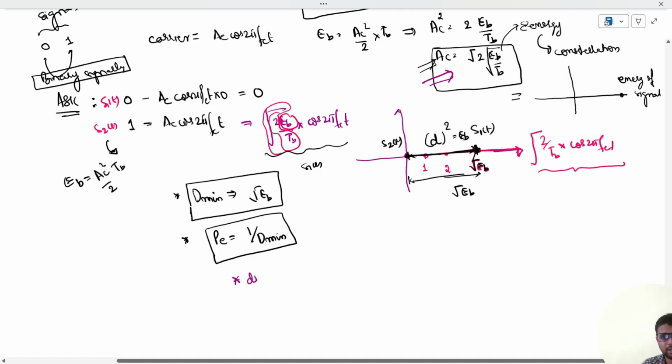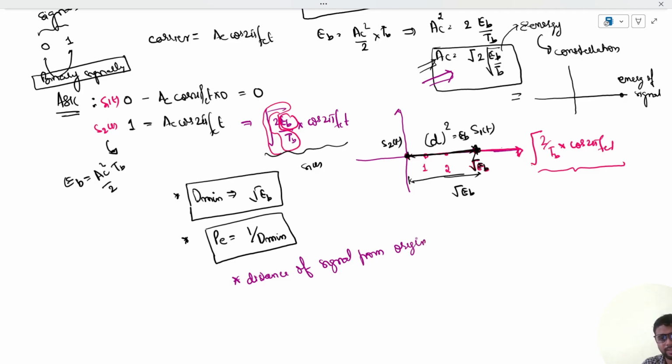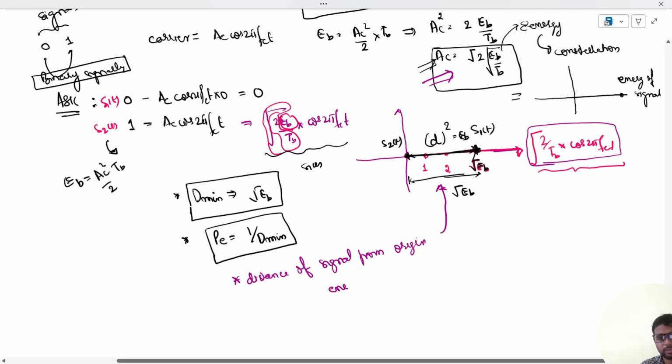So the distance of any signal from the origin in the constellation diagram gives the energy of that signal. Just remember, in this constellation diagram, where one of the axes represents root over 2 by Tb cos 2πfct, the distance square of the signal from the origin is equal to the energy of the signal.